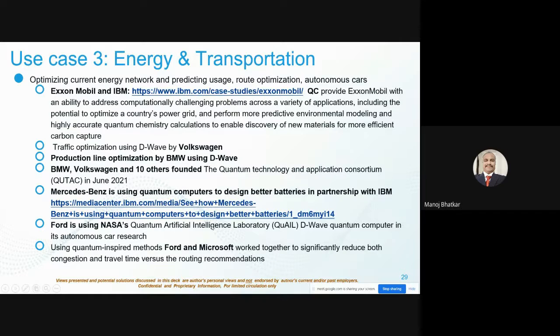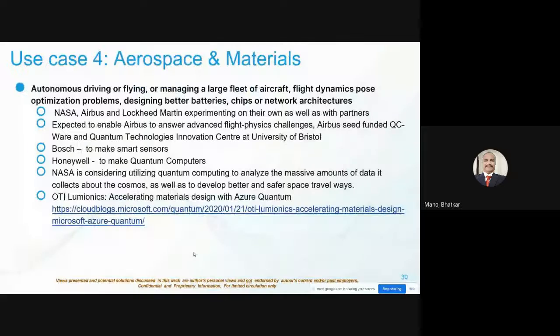Ford is using NASA's quantum laboratory for autonomous car research, and they are also working with Microsoft to reduce traffic congestion and reduce travel time, so various routing recommendations. You can see business optimization is one use case where optimization is required and classical computing cannot do it. Whether it is network optimization or route optimization, how can I implement those concepts and design my own algorithm? That is the best place in today's world for any of you.